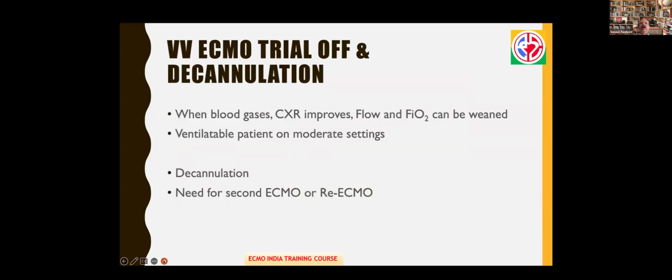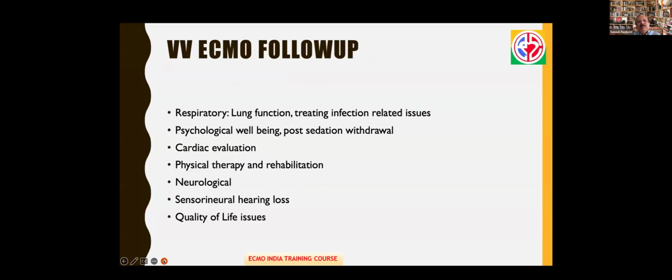So, trial off and decannulation is when the blood gases, chest X-ray improve, flow and oxygenation, FiO2 can be weaned. Ventilatable patient on moderate settings, then you remove cannulae, prevent bleeding. Need for second ECMO or re-ECMO is sometimes there. In my experience, I have seen up to 5% of the cases might be needing re-ECMO. So the follow-up is very important for venous ECMO.